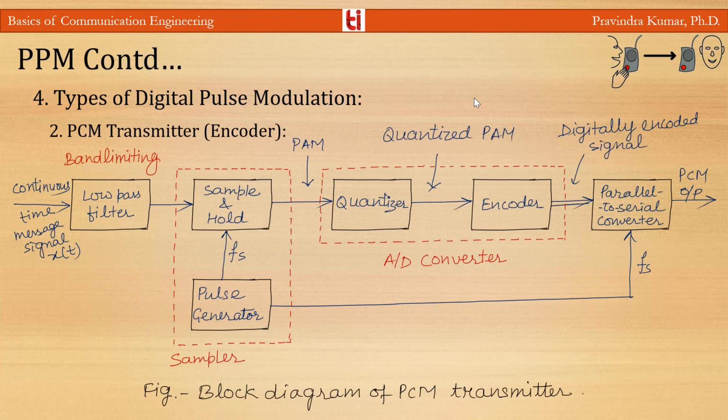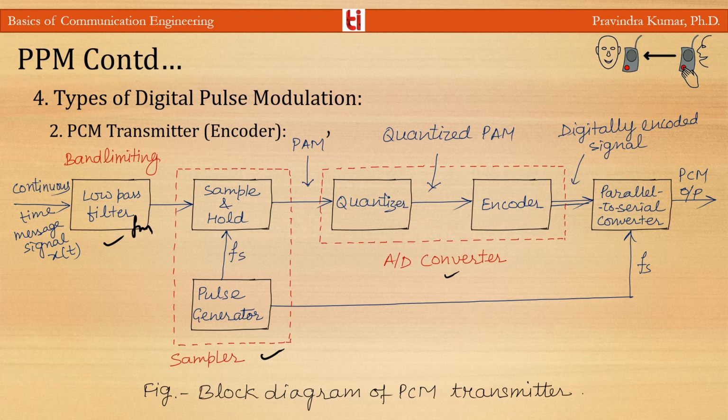Now, the PCM transmitter or PCM encoder. This is the block diagram of the PCM transmitter you can see on your screen. The basic operations performed in the transmitter of a PCM system are sampling, quantization and encoding. So the analog signal x(t) is passed through a band limited low pass filter first, which has a cutoff frequency fm. This will ensure that x(t) will not have any frequency greater than fm, so your signal will be a band limited signal now. And this will eliminate the possibility of aliasing.